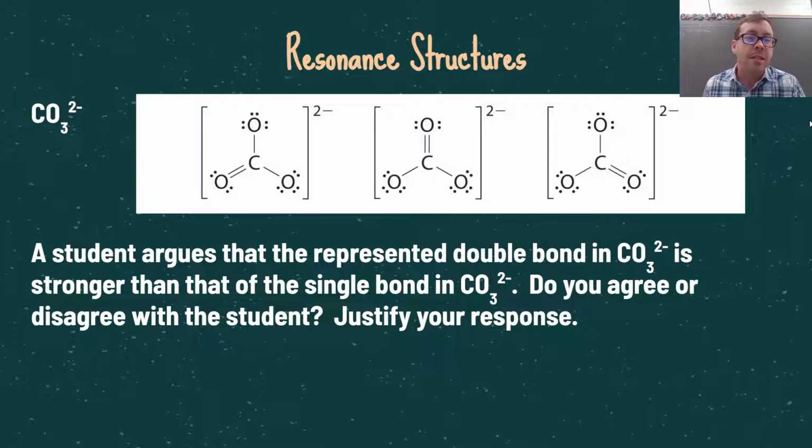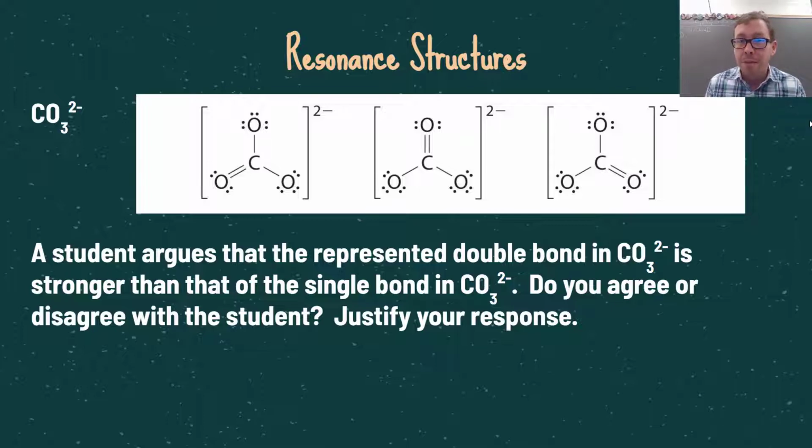So as I go through and take a look at this, I actually end up having a resonance structure. That double bond can appear on the leftmost oxygen, the uppermost oxygen, or the rightmost oxygen. So there are 3 possible Lewis structures here. And the student argues that that double bond that's present in CO3 is stronger than that of the single bonds. Do you agree or disagree with the student?